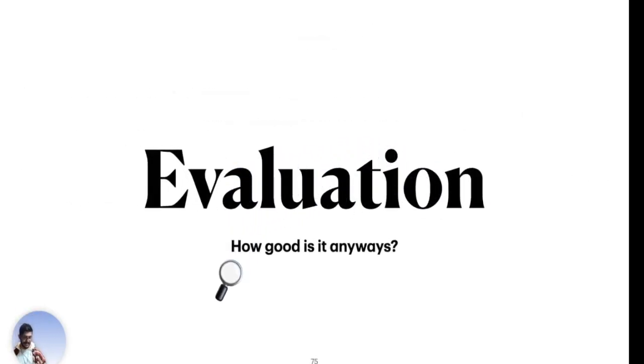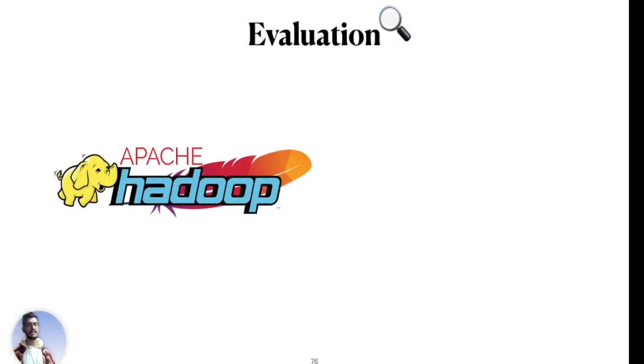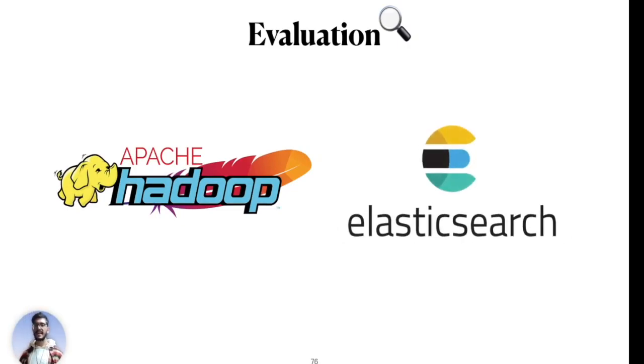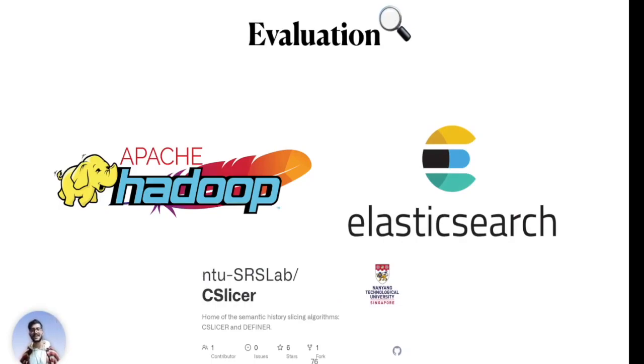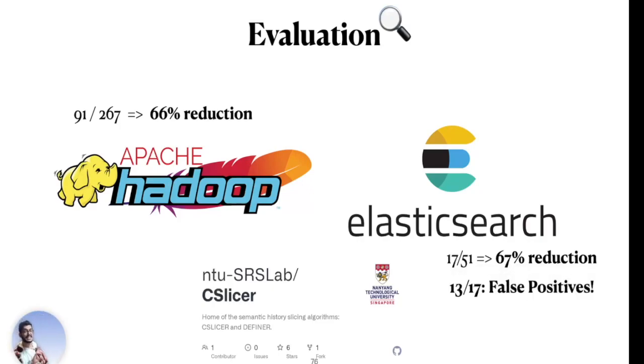All right, let's go to evaluation. How good is it? I'll keep this part brief. Evaluation has been done on 3 projects: Apache Hadoop, Elasticsearch, and CSlicer itself. How meta. On Apache Hadoop, 91 commits have been found by CSlicer out of a history with 267 commits, which gives us a 66% reduction. Similar thing for Elasticsearch with 67% reduction, but Elasticsearch had 13 false positives, meaning that out of those 17 commits that were found by CSlicer, only 4 of them were actually crucial.